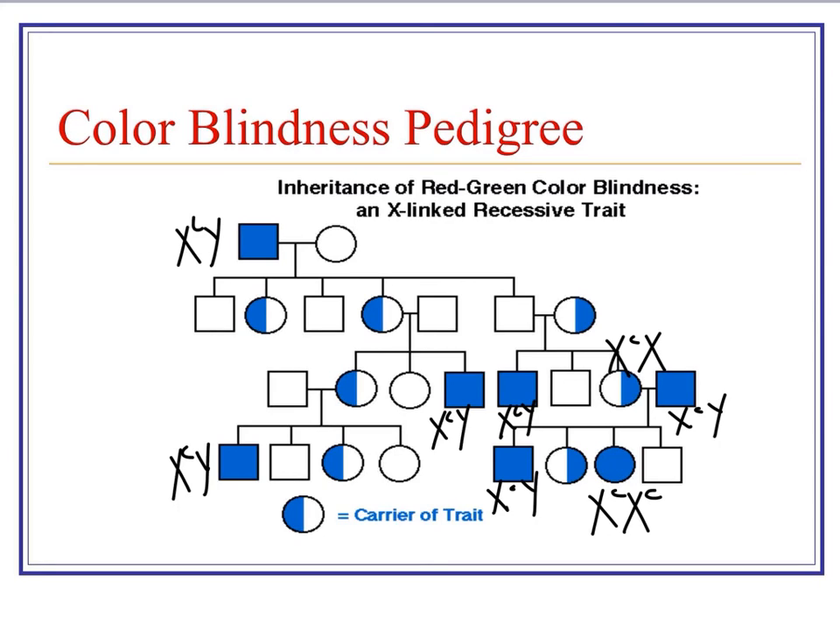So if we look, here's a father who passed on to his daughter, kind of skips a generation. None of his children are colorblind, but then she has a son who's colorblind. She has a daughter who's a carrier, and then she has a son who's colorblind. So it's not being inherited from the father, but from the mother. We'll be looking at these different types of pedigrees in class.